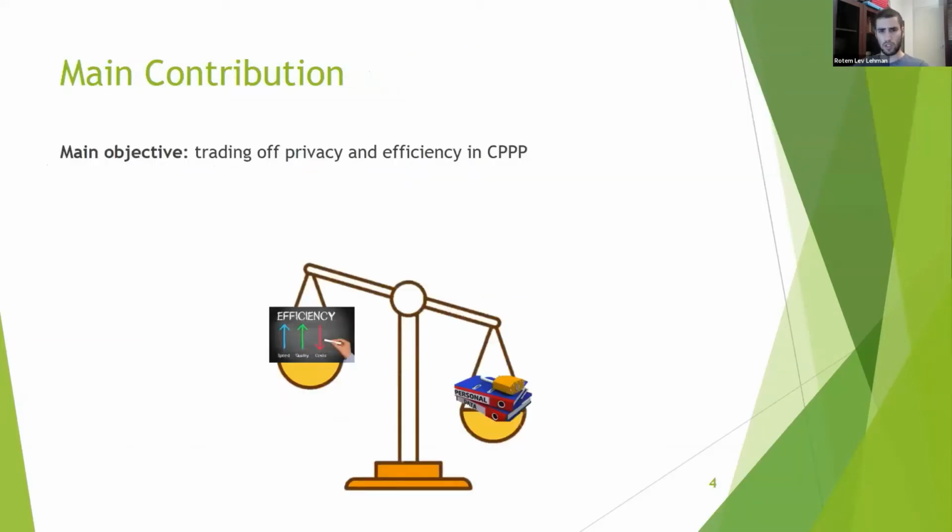Our main contribution in this article is to provide an experimental overview of the trade-off between privacy and efficiency in collaborative privacy-preserving planning.